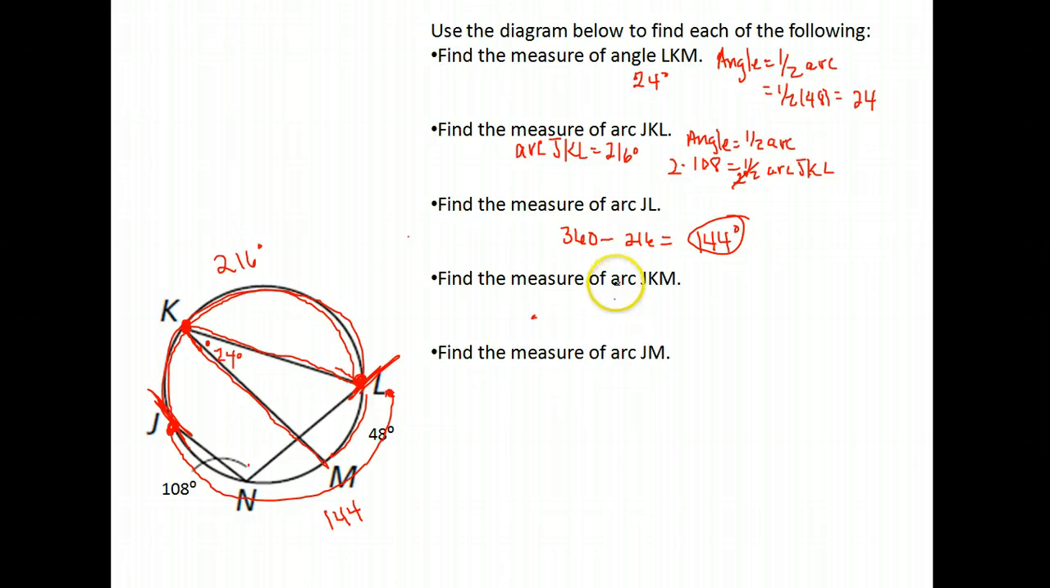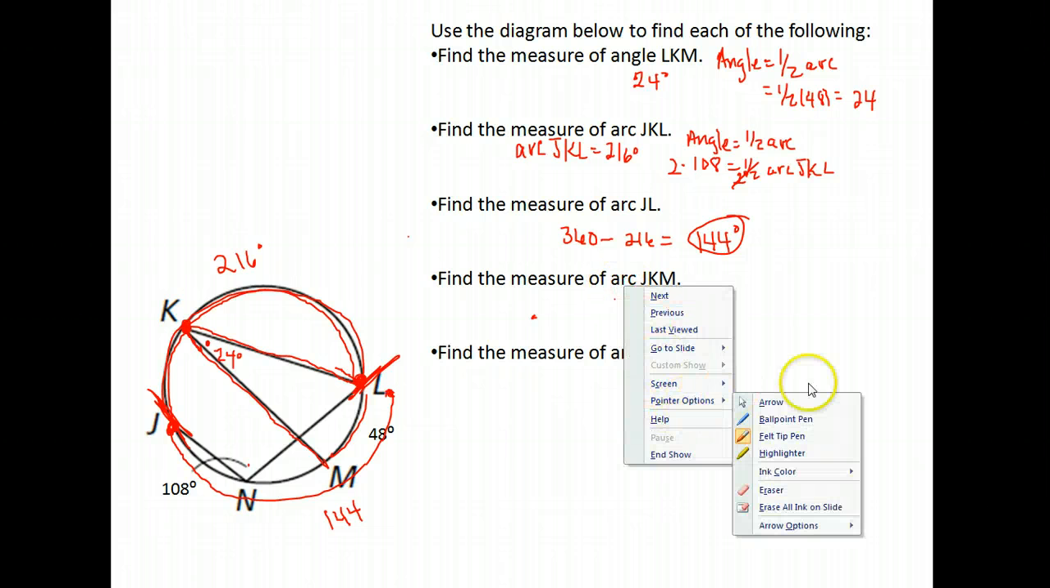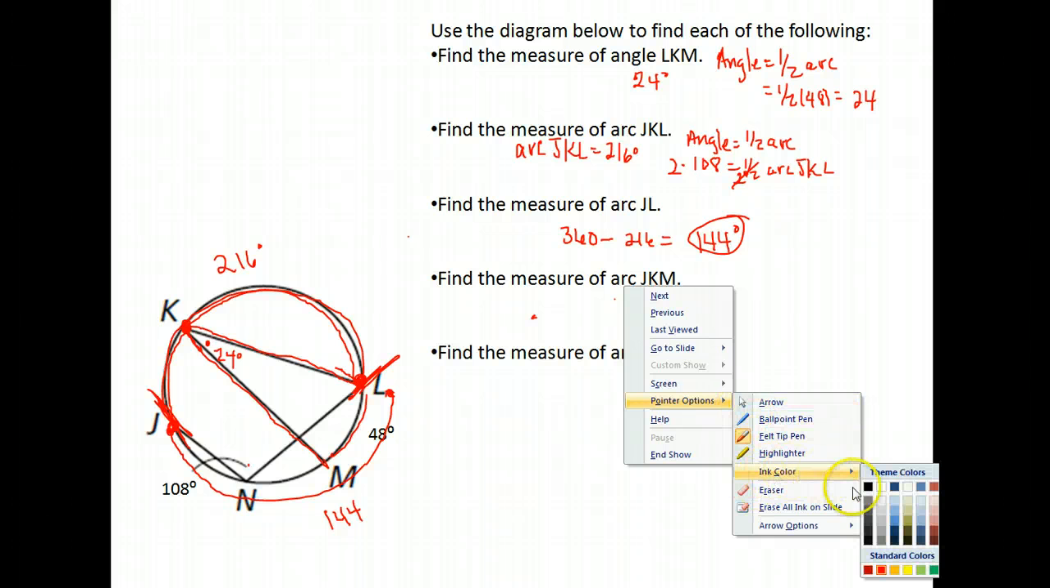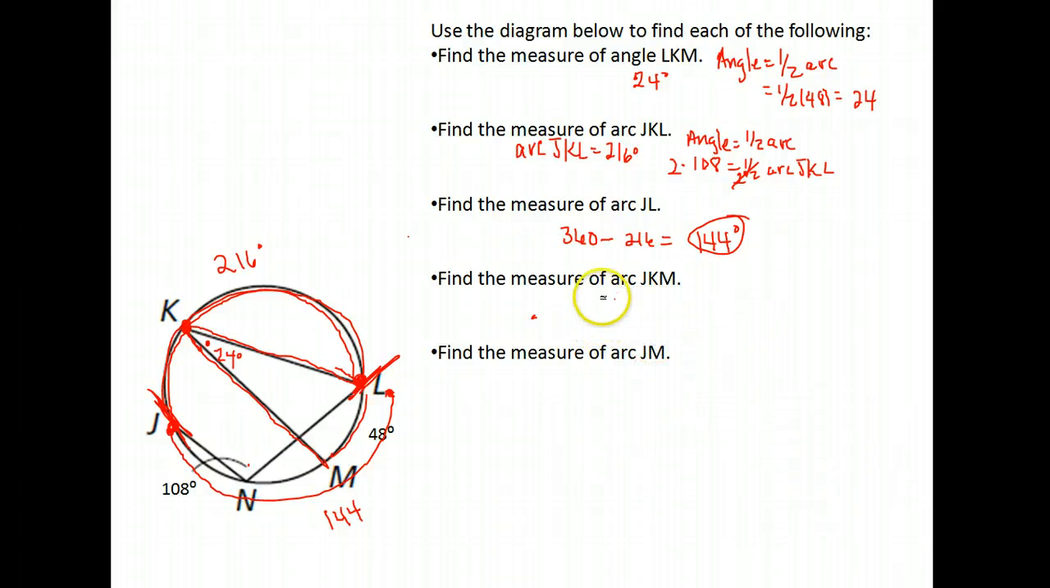Okay, I'm going to change ink colors to finish out these next two, just to try and keep it a little easier to follow. Next we want to find the measure of arc JKM. So let's see, where is that? We're supposed to start at J, pass through K, on our way to M. So going all the way around there.